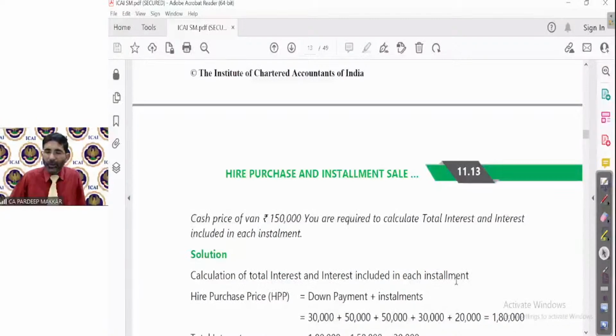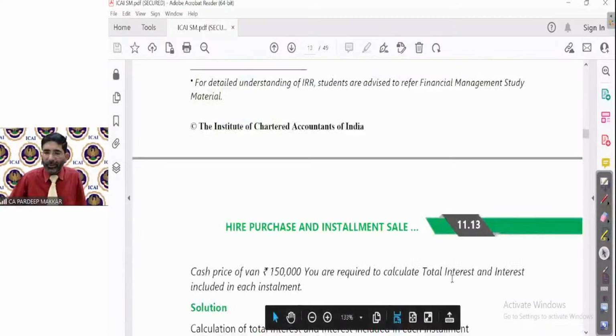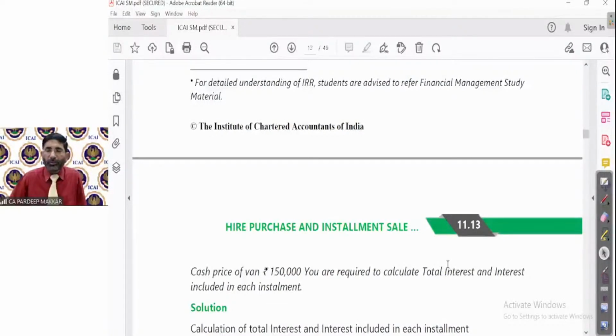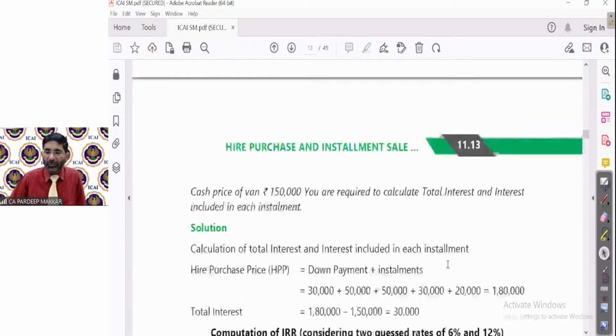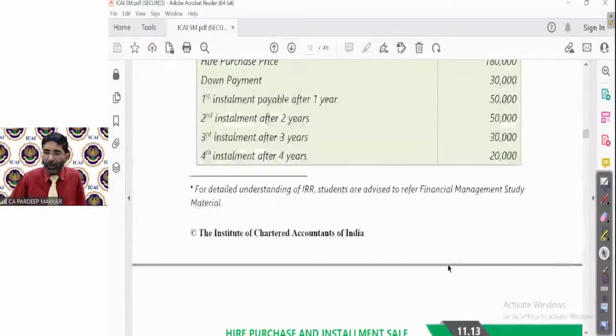So what you have to calculate? What is your part of calculation? Your part of calculation is, HP price is given to you. Cash price is given to you. Your part of calculation is calculation of interest without the rate of interest. The rate of interest is not given to you. You have to calculate the amount of interest, rate of interest to yourself. That means how much interest is included in each one, you have to calculate here.